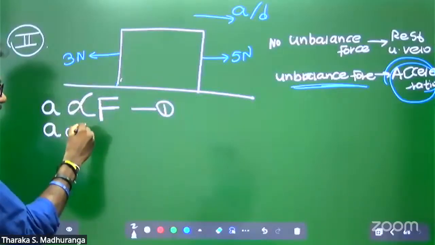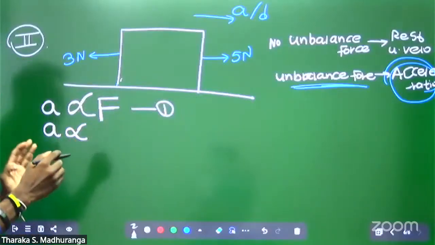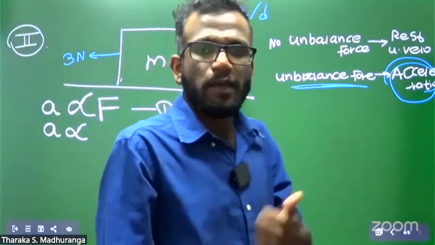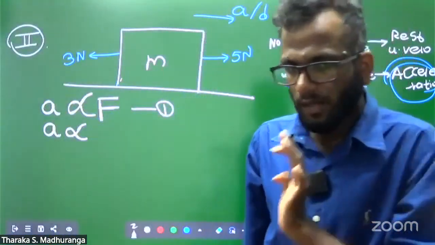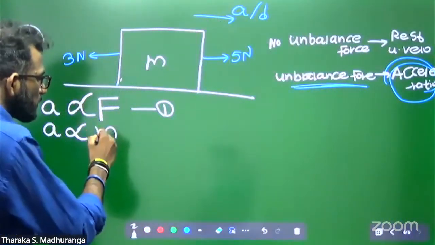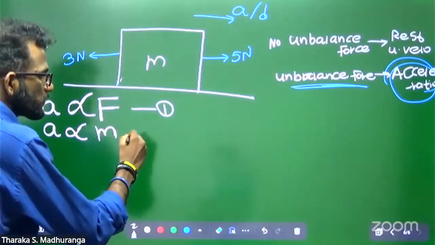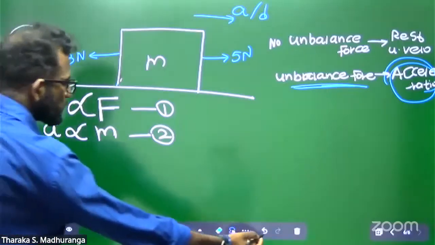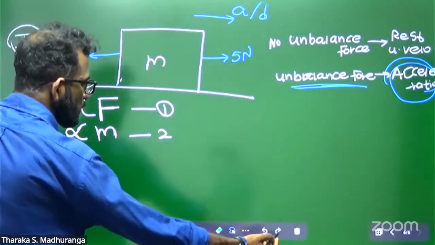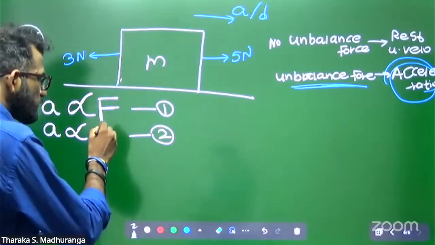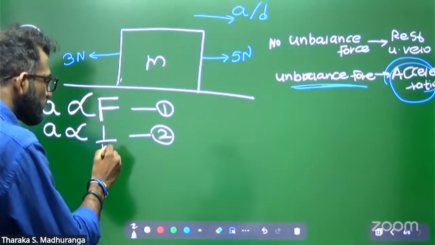And this acceleration is inversely proportional to the mass of this object. Understand, the mass of this object. This is my second point. Inversely proportional does not mean just m. You will understand when we discuss 1 over m.